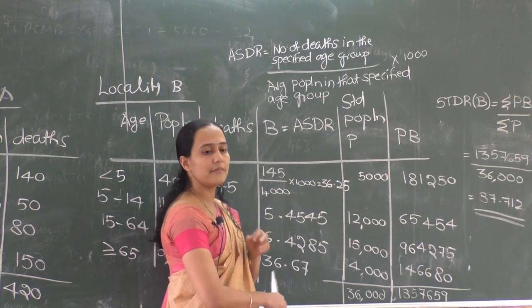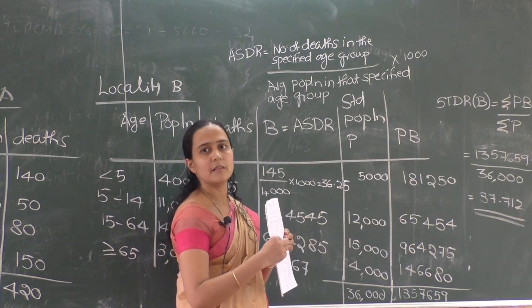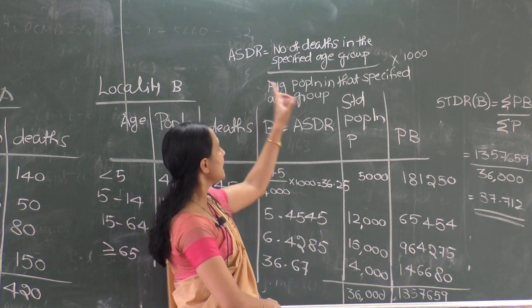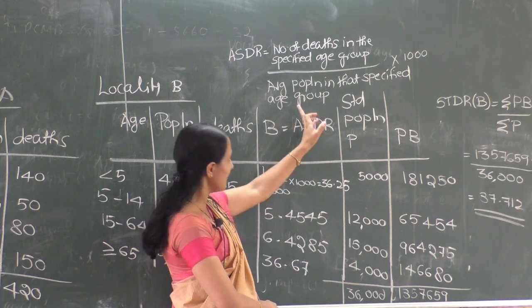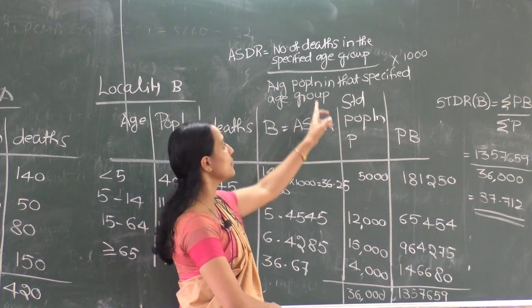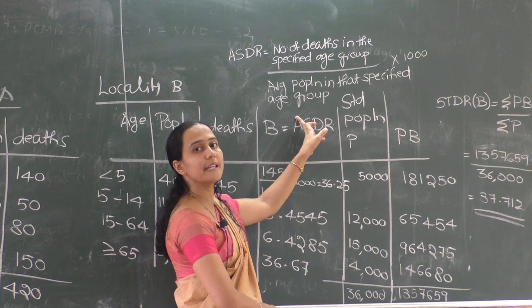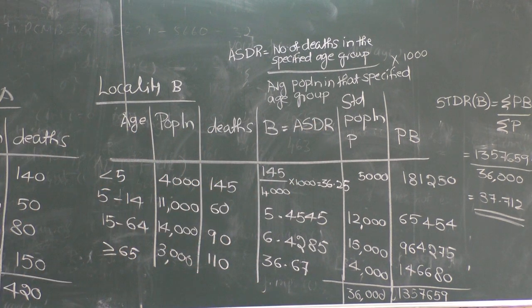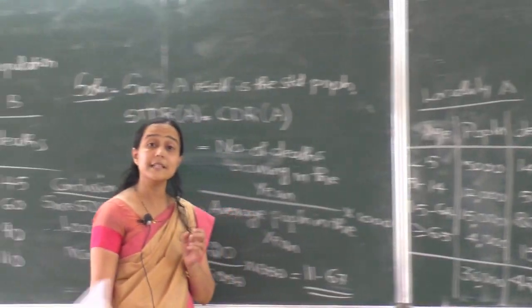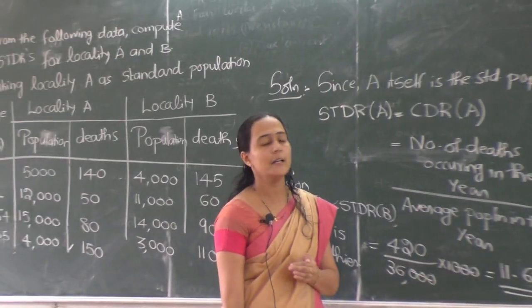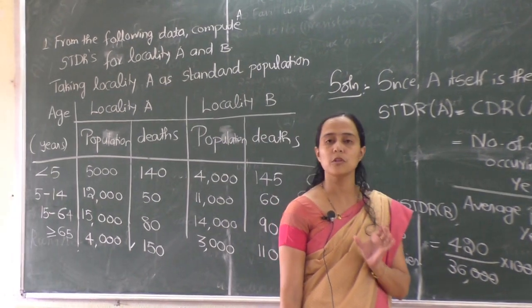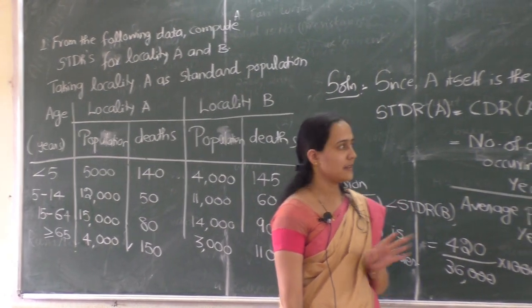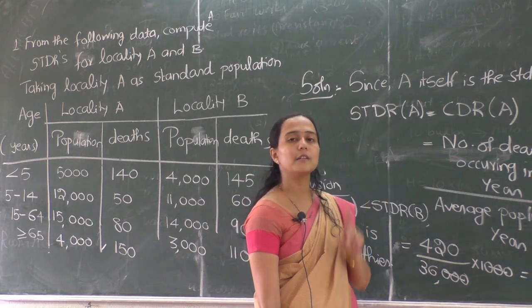Next, since we computed ASDRs, we have to write the formula of ASDR. Then just write STDR of B we found. Next, write the conclusion. Which death rate is less, that we are considering as the healthier population. So hope you understood. We will do one more problem.